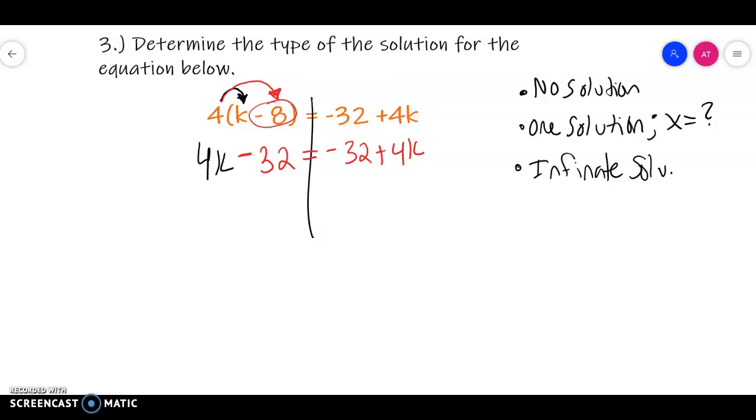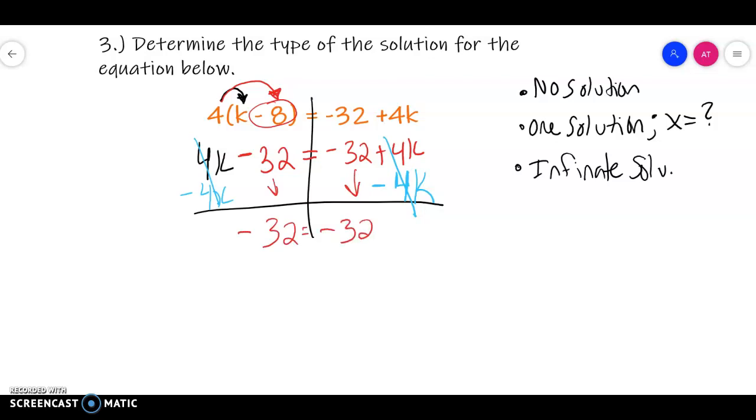So the next step you would need to do is combine your k's. I'm going to move this positive 4k on my right side to the other side. So I'm going to do the opposite operation, which is minus 4k to both sides. Oh no, look, they both cancel. But look, is negative 32 still a negative 32? Yeah. So in this case, if they're both the same number, it's going to be infinite solutions.